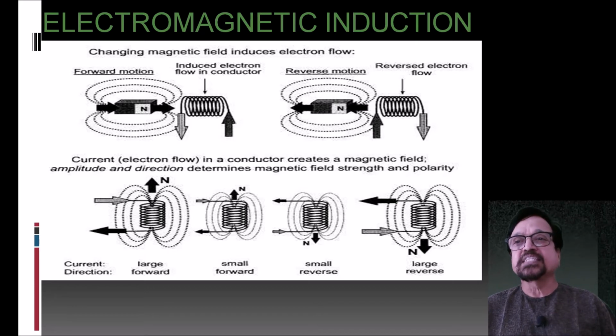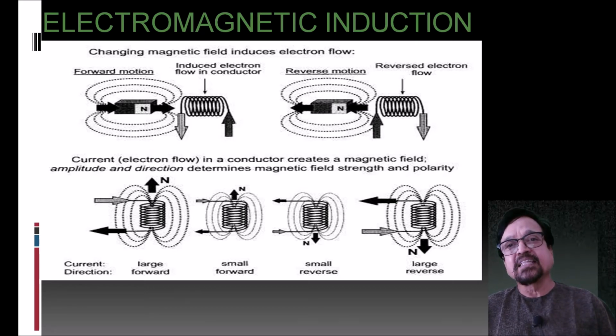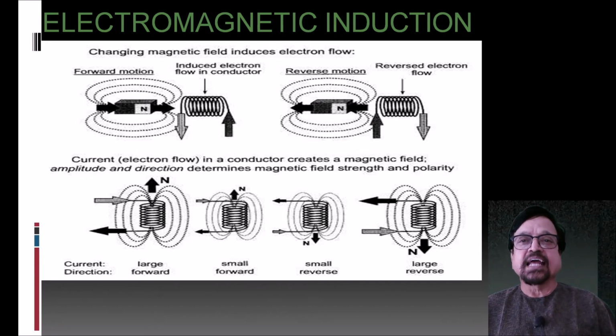Now let us come to the second. In this, what is happening? The movement is reverse. It is away from the coil. If you can see the arrows, the direction of the arrow is different. So when this movement is occurring, the direction of flow changes from one side to another, depending on the movement, whether it is towards the coil or away from the coil.